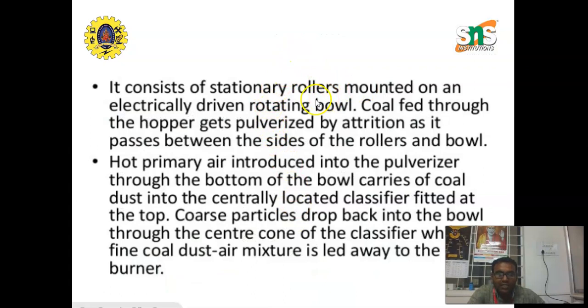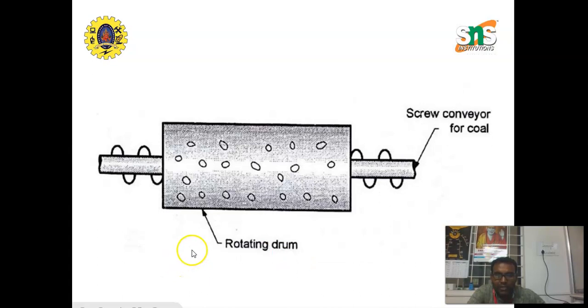It consists of stationary rollers mounted on an electrically driven rotating bowl. Coal fed through the hopper gets pulverized by attrition as it passes between the sides of the rollers and the bowl. Hot primary air introduced into the pulverizer through the bottom of the bowl carries off coal dust into the centrally located classifier fitted at the top. Coarse particles drop back into the bowl through the center cone of the classifier, while the fine coal dust-air mixture is led away to the burner.